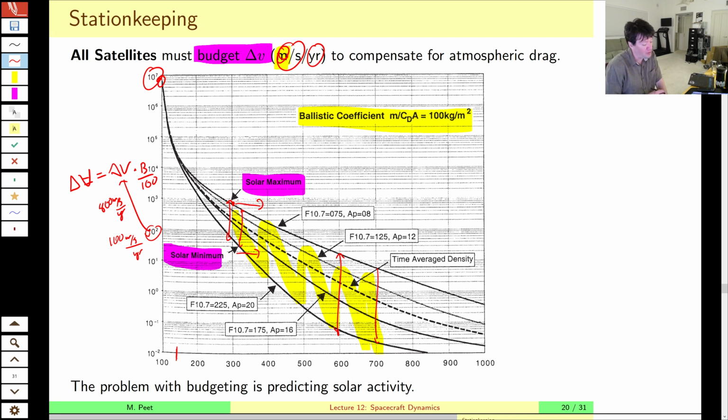But you can see the problem. If you budgeted delta V for a solar minimum, and then you actually launch into a solar maximum, you very quickly run out of propellant, and then come down much earlier than you anticipated. Once you get out here, it doesn't matter too much, because this is like 9 meters per second per year. So not a whole lot of, it's called station keeping.